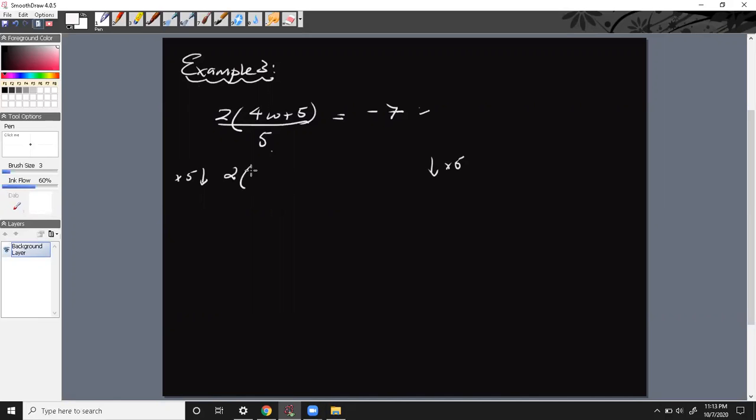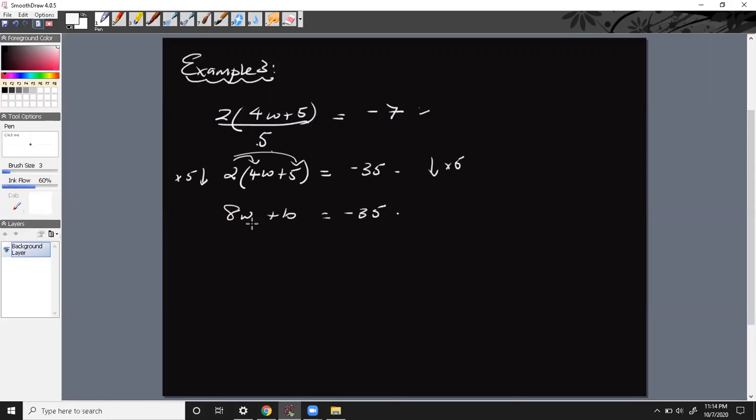That will leave on this side 2 lots of 4w plus 5. Minus 7 times 5 is minus 35. I'm now going to expand the brackets. So 2 times 4w is 8w, and 2 times 5 is plus 10 is equal to minus 35. So I've got w, it's been multiplied by 8, I've added on 10, and I've got to minus 35.